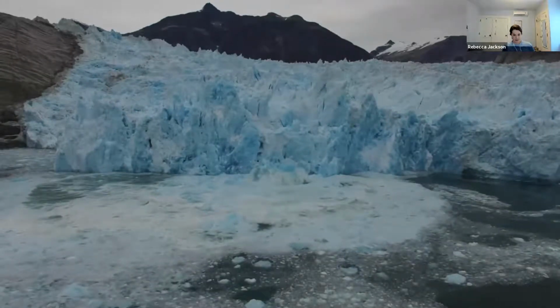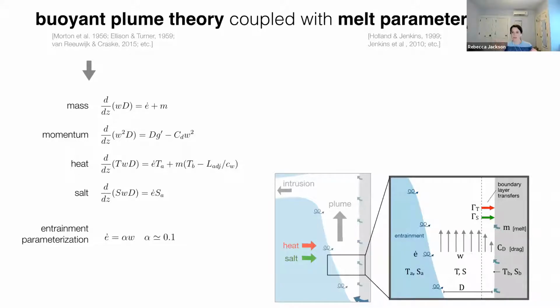Okay, so in the absence of observations, the field has relied really heavily on a standard theoretical framework for representing melt and mixing. This goes into all sorts of modeling studies, but also studies that just use this framework as a model itself. The basic idea is that it's using buoyant plume theory coupled to a melt parameterization to estimate melt rates. And the buoyant plume theory side of things is basically four equations for the conservation of mass, momentum, heat, and salt.